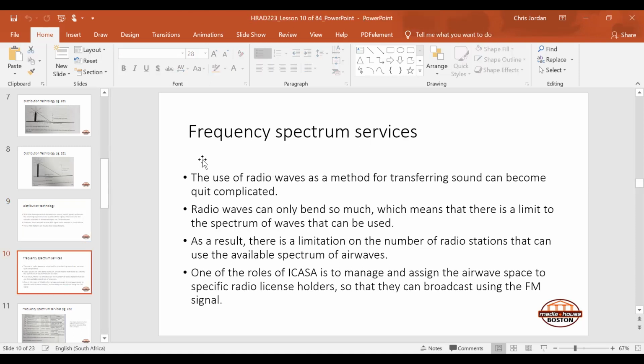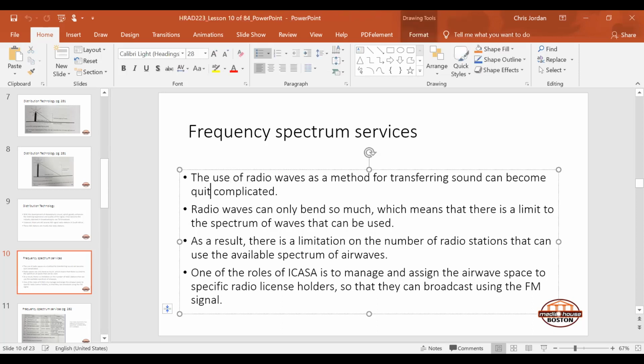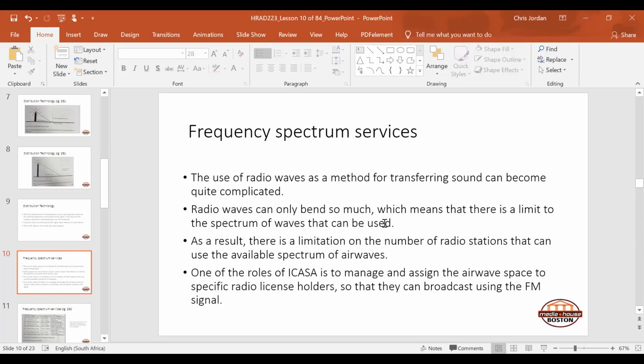Okay. Anyway, so the use of radio waves as a method for transferring sound can become quite, excuse the English there, quite complicated. And radio waves can only bend so much, which means that there's a limit to the spectrum of the waves that we can actually use, as you remember in the video, right? So as a result, there's a limitation on the number of radio stations that can use that particular available spectrum of airwaves. So let's assume, for example, we're looking at the FM spectrum, right?